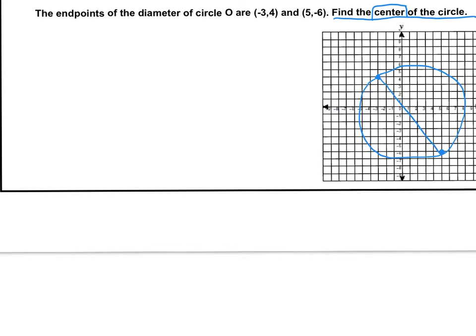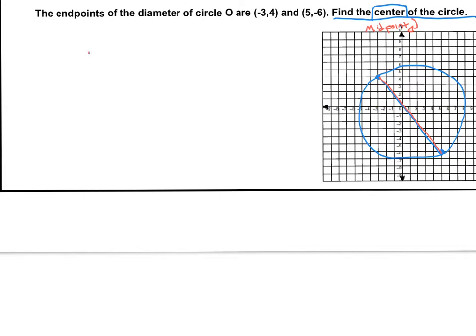Now to find the center, I would have to just find the midpoint of this diameter. See? So this is really a question asking for the midpoint. The center is going to be the midpoint of the diameter. So this is really a midpoint question. And that's the skill that you need to know here. It's like, when do I use which formulas? So in this case, I'm using the midpoint formula. All right?